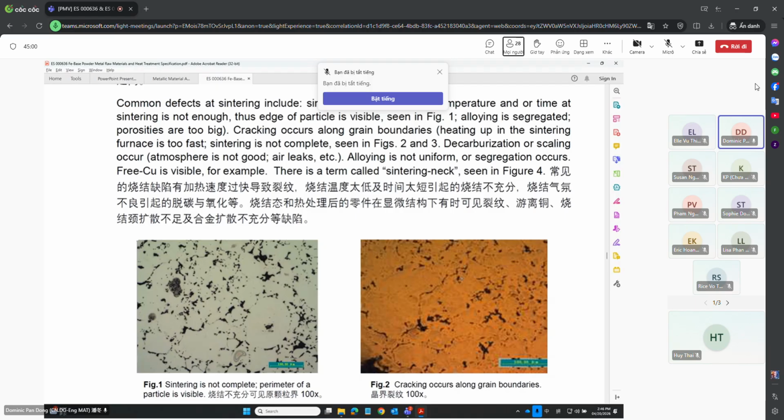And second is about the crack along the grain boundaries. That means if the parts are heated up to 1100 Celsius or 1200 or higher temperature, and the parts contact the cold air too early, then this kind of fast cooling would lead to local cracking or separation. So this would be a major defect.